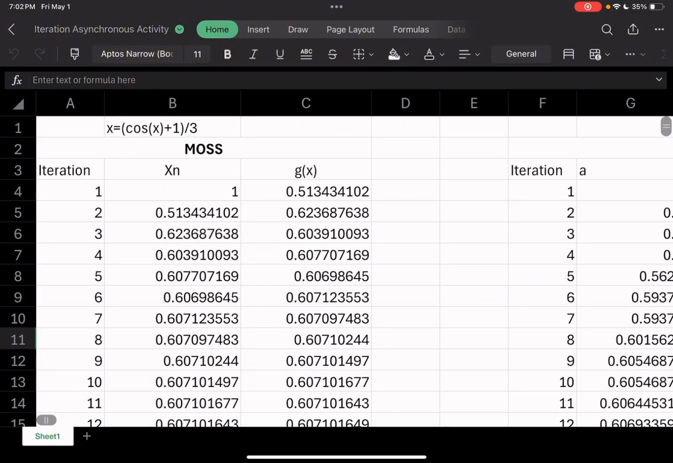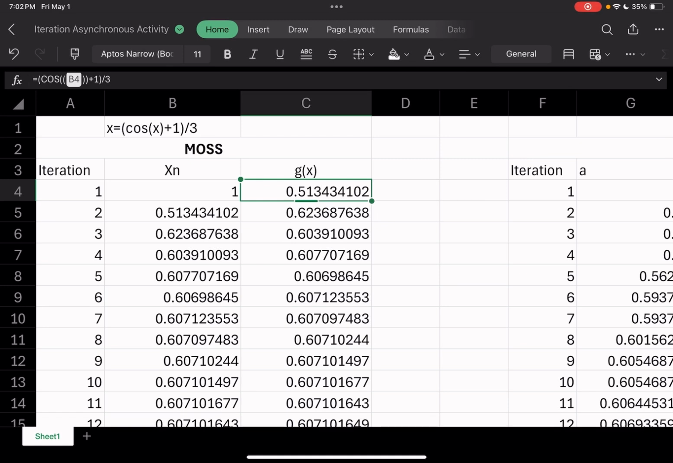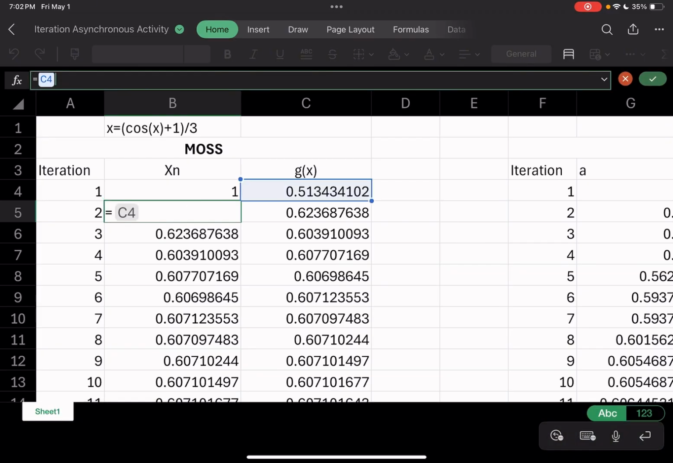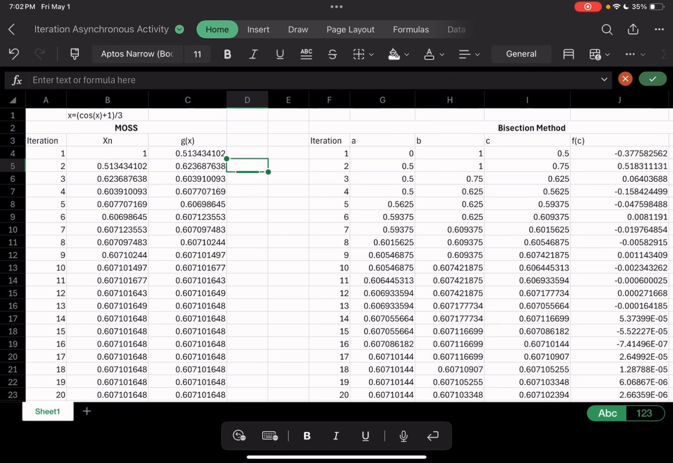For our first iteration, just put the number 1, and then for the g of x, we're going to write this formula that we have right here, which is cosine of B4, this one, plus 1 and divided by 3, which will give us the value that we solved earlier. Next, go to the second row, your second iteration row, and write in the cell equals C4, since our x sub n here will be equal to our g of x. And next, you'll just simply drag that down.